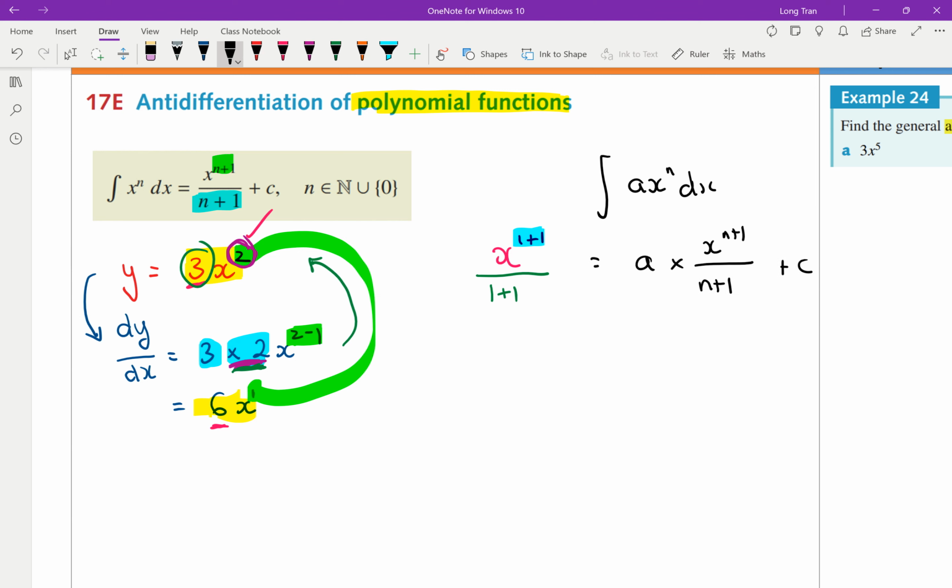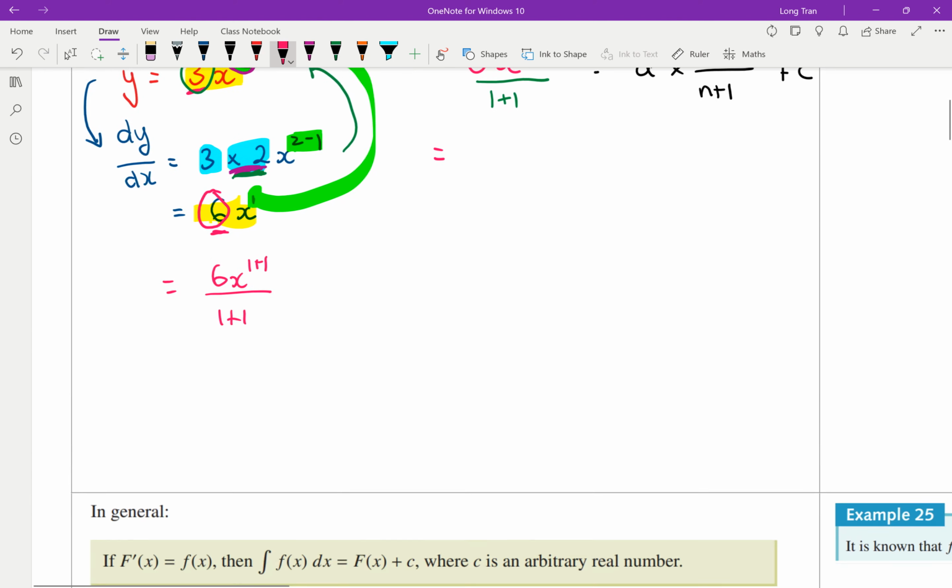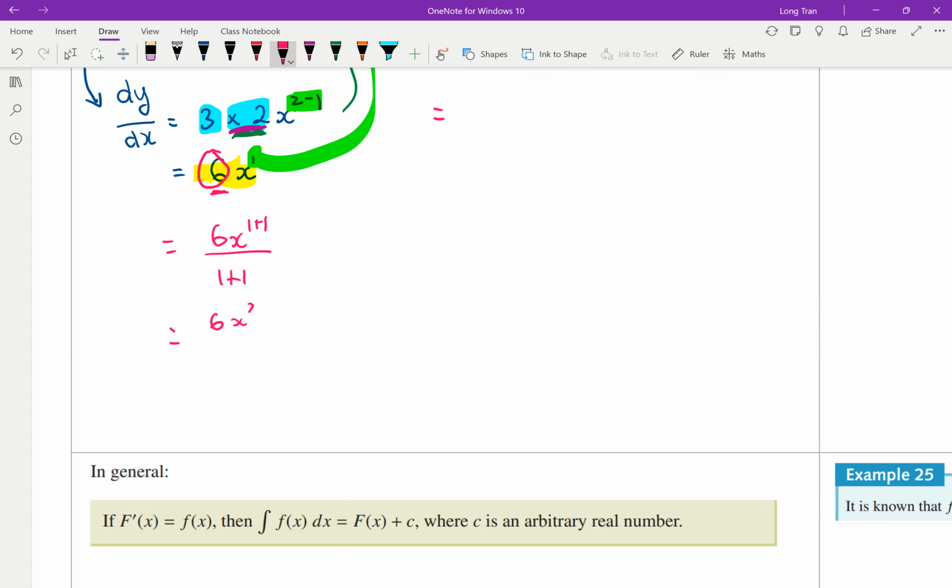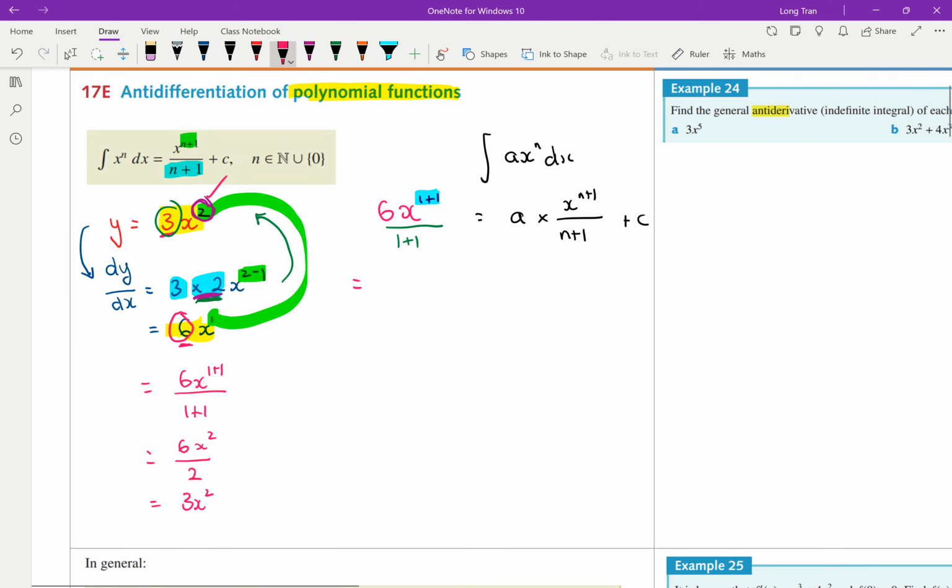So it means that whatever the coefficient was, it's still there. So if I had an extra coefficient to begin with, then it should still be there. This is why I am meant to have this number 6. 6 is meant to be there. And if I put it all together now, you can see 6x to the power of 1 plus 1 over 1 plus 1. It works out to be 6x squared over 2, which simplifies down to 3x squared. That's how you use that rule.